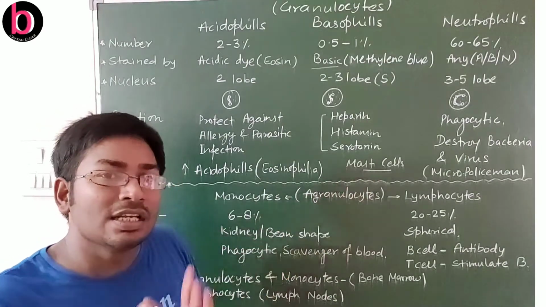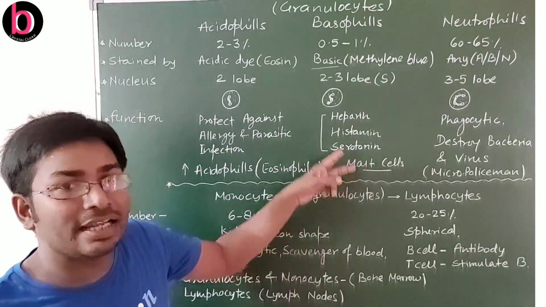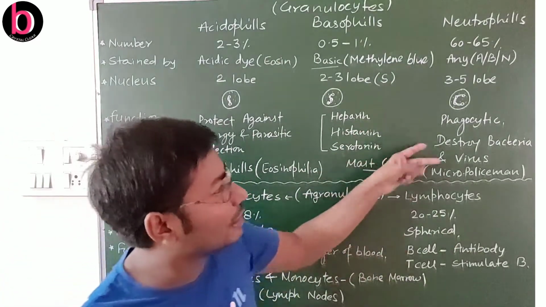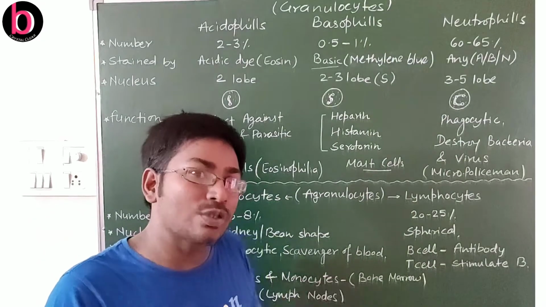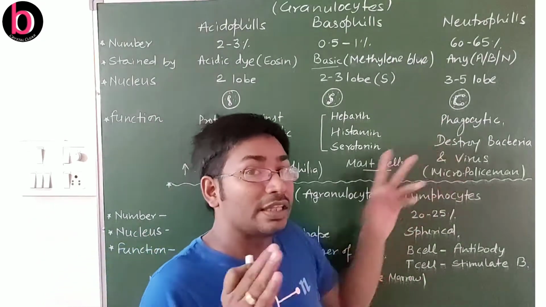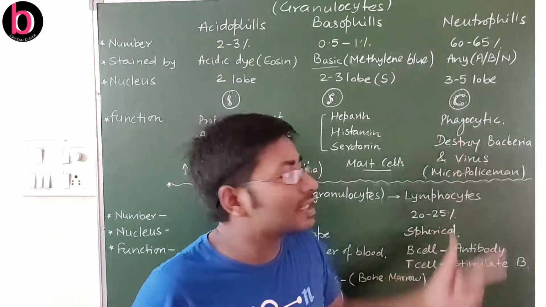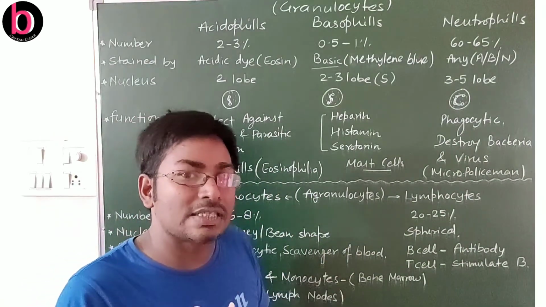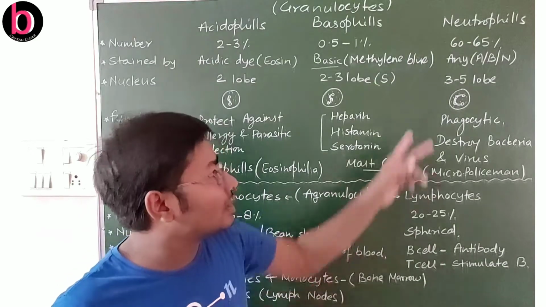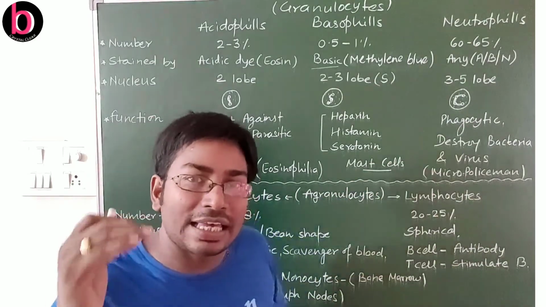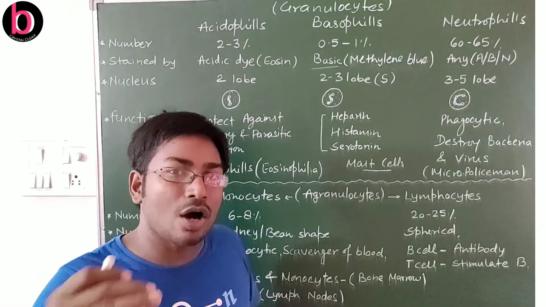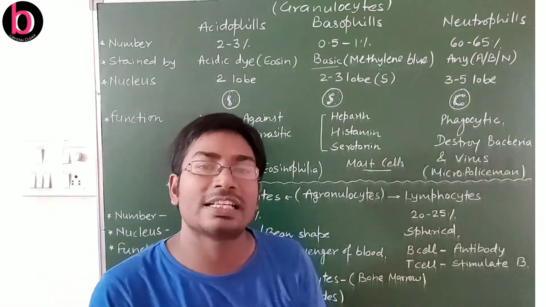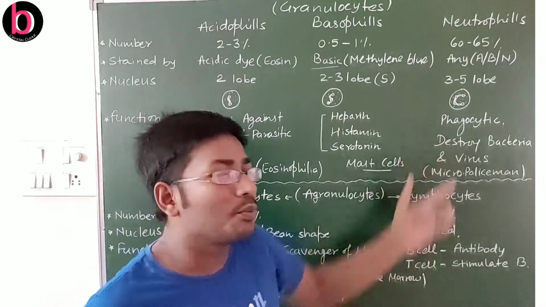So mast cells are also secreting the same type of things. Next, about neutrophils. Neutrophils are phagocytic in nature and are responsible for the destruction of bacteria as well as other infectious substances like viruses. Here phagocytosis is just ingestion or intake of food material, and here the food material is bacteria as well as virus.